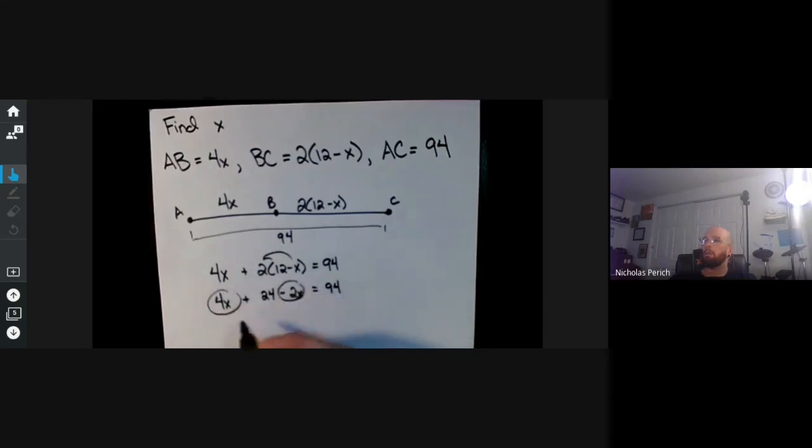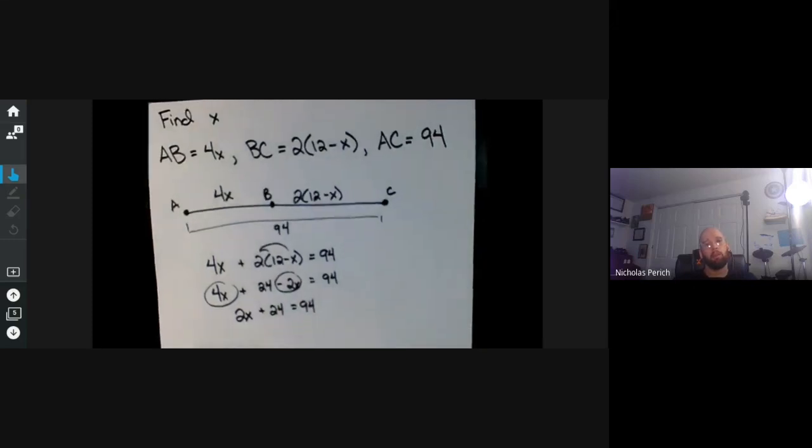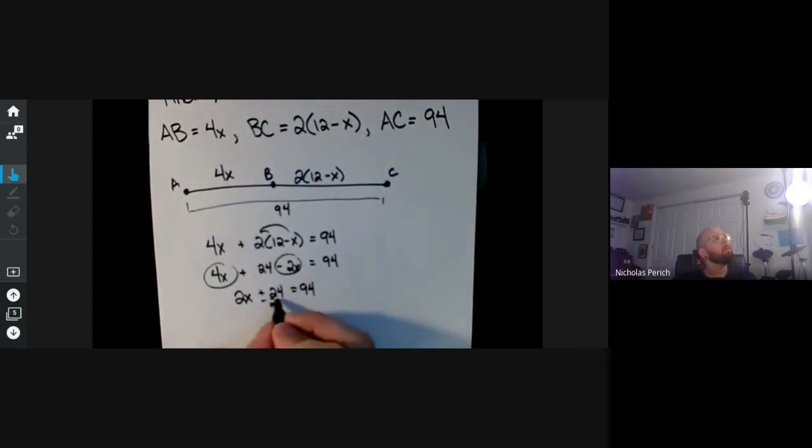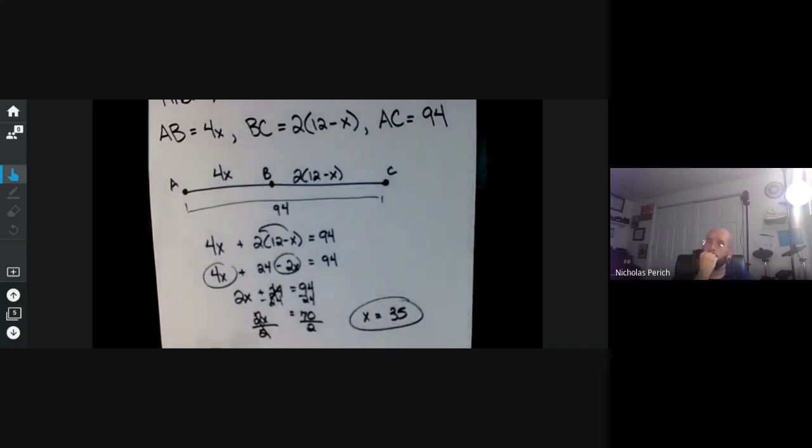4x and negative 2x combine to make regular 2x. 2x plus 24 equals 94. Minus 24 from both sides. 2x equals 70. Divide both sides by 2, and x is going to end up equaling 35. Okay, not 35 inches, just regular old 35, because we were never given a unit in the first place. There you have it.